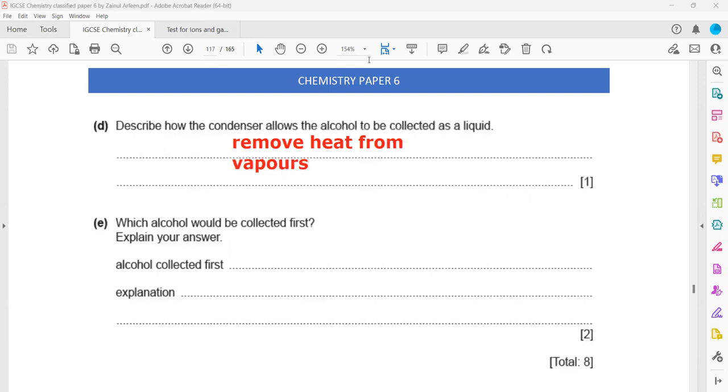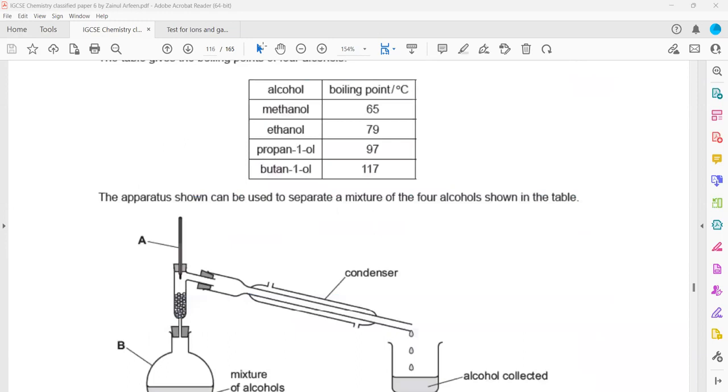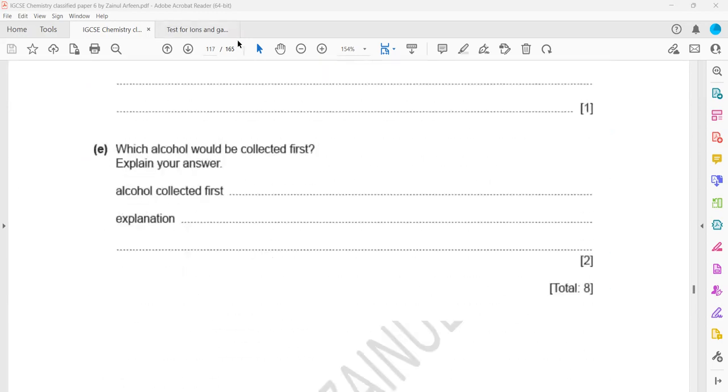Which alcohol will be collected first and why? The one with the lowest boiling temperature. So which alcohol? Methanol. Methanol has the lowest boiling point, so methanol will distill over first. So methanol has a lower boiling point, so we can collect it first.